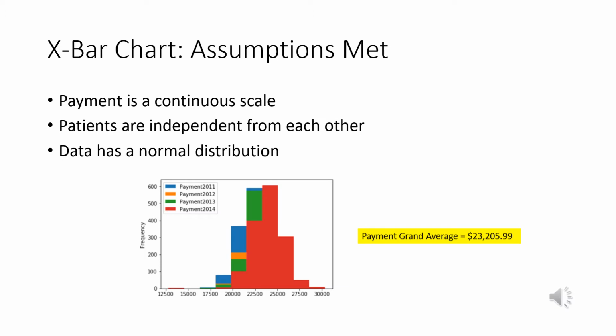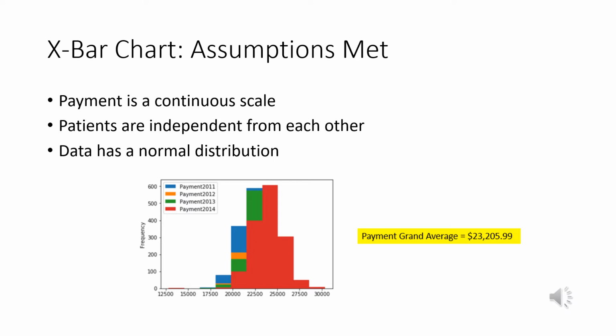An X-bar chart will be used for this problem. The assumptions that need to be met for using the X-bar chart are that payment is a continuous scale, patients are independent from each other, and the data has to have a normal distribution. Now, how to create this histogram will be determined later on during the data transformation steps.